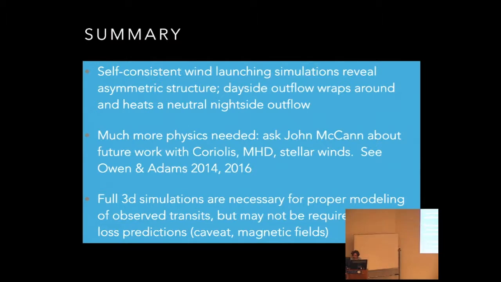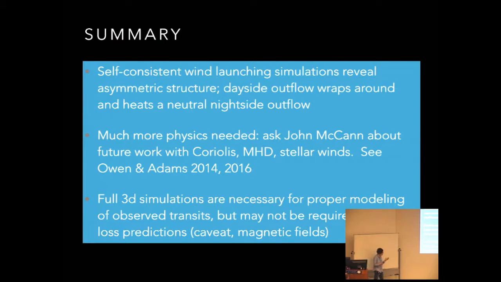So with that, I will just put up my conclusions and say that self-consistent wind launching simulations show interesting asymmetric structure, particularly this driving of the day side flow wrapping around the night side of the planet. And eventually when more physics is put in, this is something that John McCann, who's soon to be a graduate student here, is working on, including Coriolis forces, MHD, and stellar winds. I think we're going to see some really interesting observational modeling tools at our disposal.